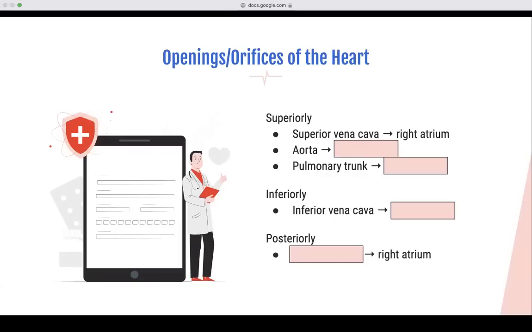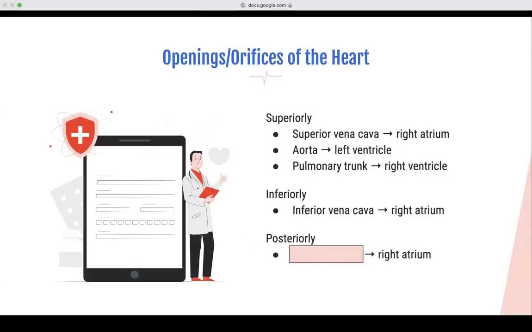Left ventricle. Pulmonary trunk. Right ventricle. Inferiorly, the inferior vena cava opens into? Right atrium. Okay, and then posteriorly, what opens into the right atrium posteriorly? The pulmonary vein. Right atrium.